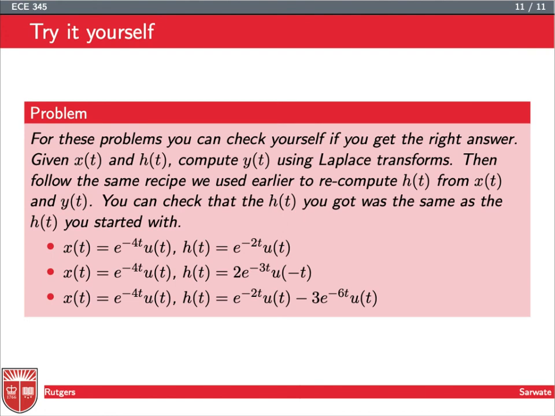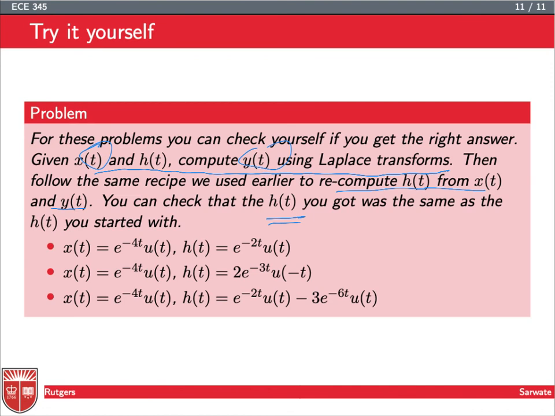So as a try it yourself, here I'm going to ask you to start with an x and h, convolve them to get y, and then try to start with x and that y to see if you can get back the original h. So given x and h, compute y. You can do that using Laplace transforms, and then start with this x and this y, and then recompute h from x and y. And you can check then, because you know what h of t generated the y, you can make sure that the h you determine is the correct h, the one that you actually used to compute y. So I hope that makes sense.